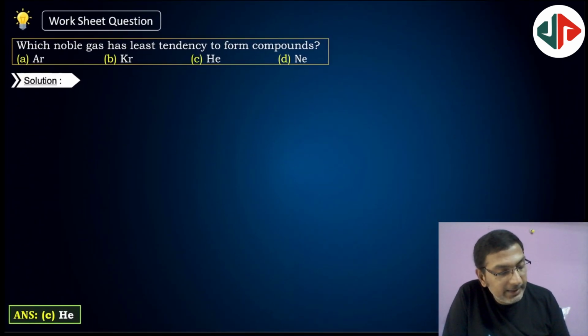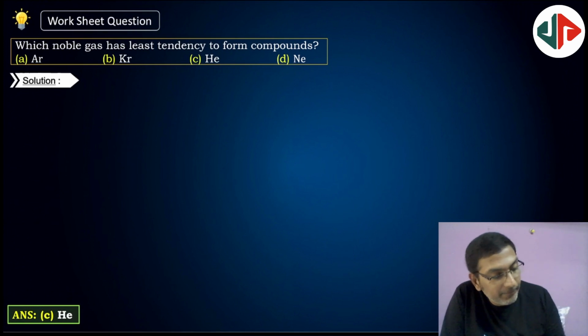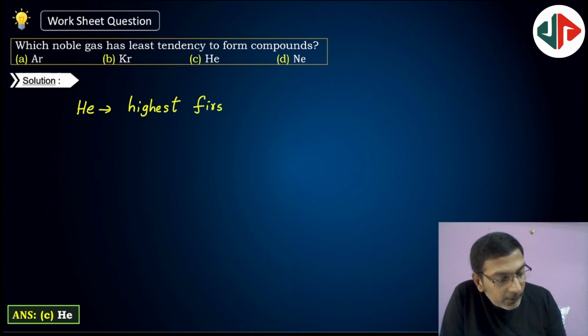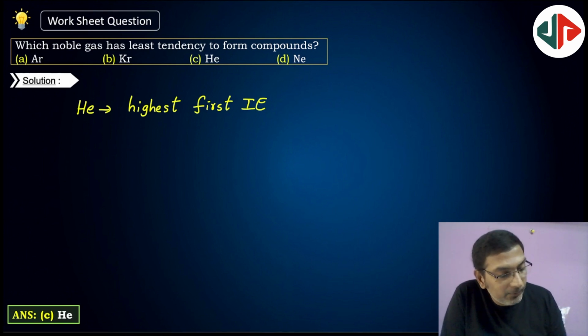Which noble gas has least tendency to form compounds? So among noble gases, helium and neon will have highest ionization energy. Between these two, helium has highest first ionization energy in the total periodic table. So due to highest ionization energy, it cannot form.